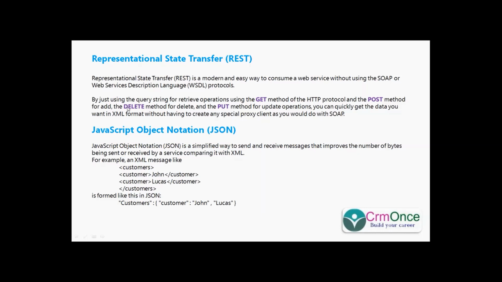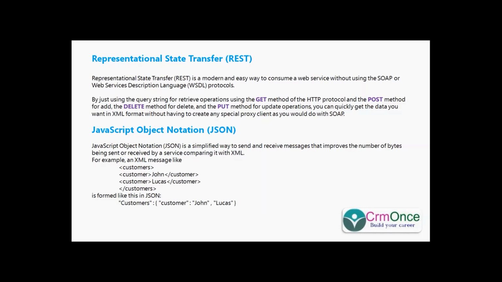By using a REST method, we can easily use simple operations: get, post, delete and put. The get method is used for retrieve operations. The post method is used for create operations. The delete method is used for deleting records in the system, and the put method is used for updating records.